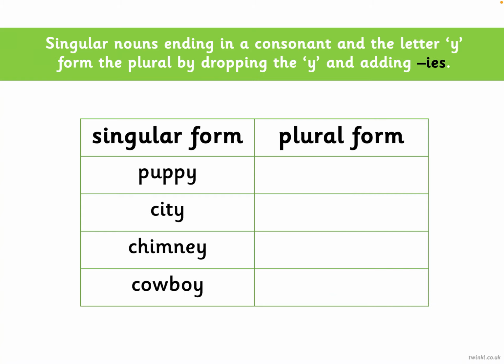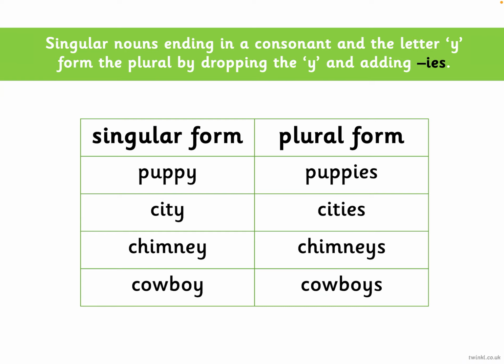So this is the trickier one. Can you look at these words and try to look at whether they end in a consonant Y or a vowel Y to help you know whether you drop the Y and add IES or just add an S? Pause the video just now and change these singular nouns into plural.